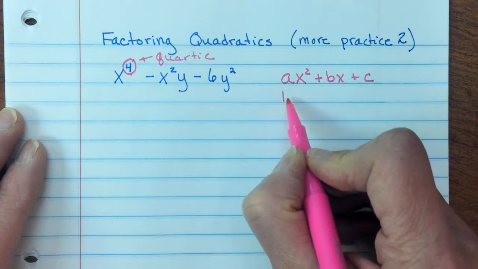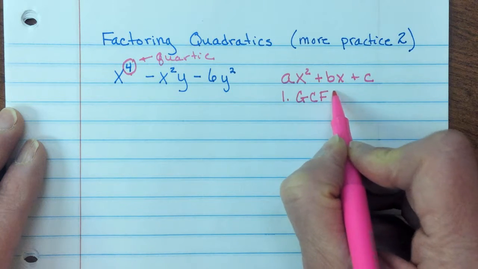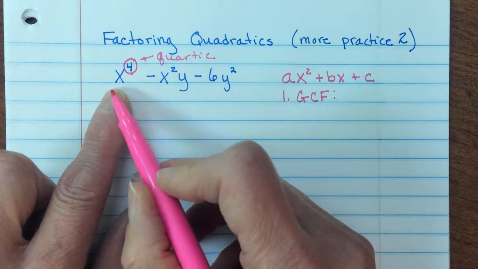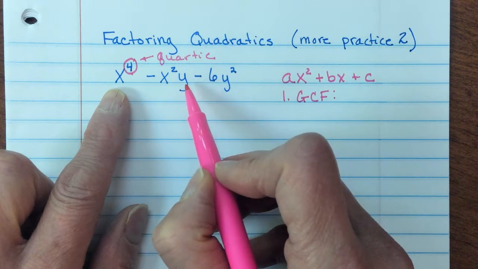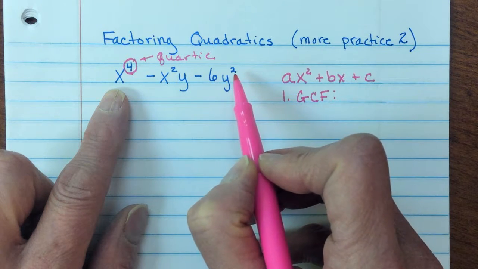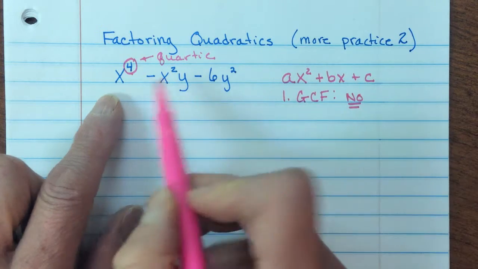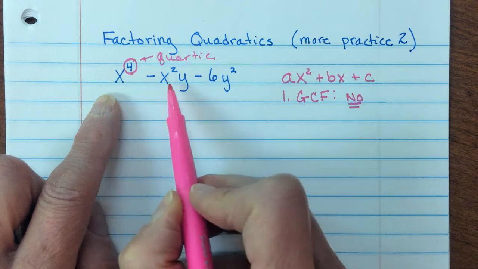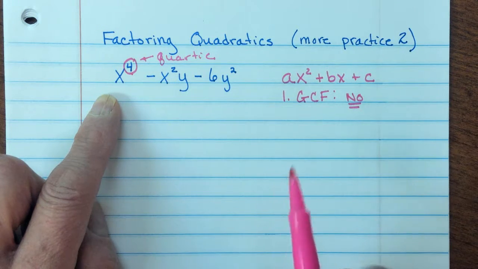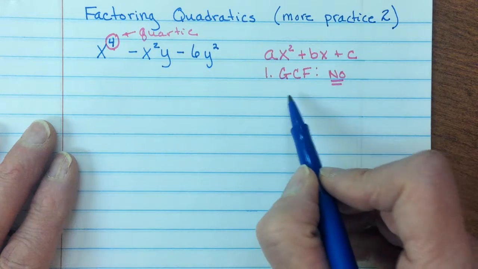The first thing I have to look at is, do I have a greatest common factor? So I'm looking here. I have x to the 4th, x squared y, and 6y squared. The answer is no. I have none. I can't take a y out of here, I can't take an x out of here, and my numbers are just 1. Okay, so that means let's see if we can factor it like a quadratic.